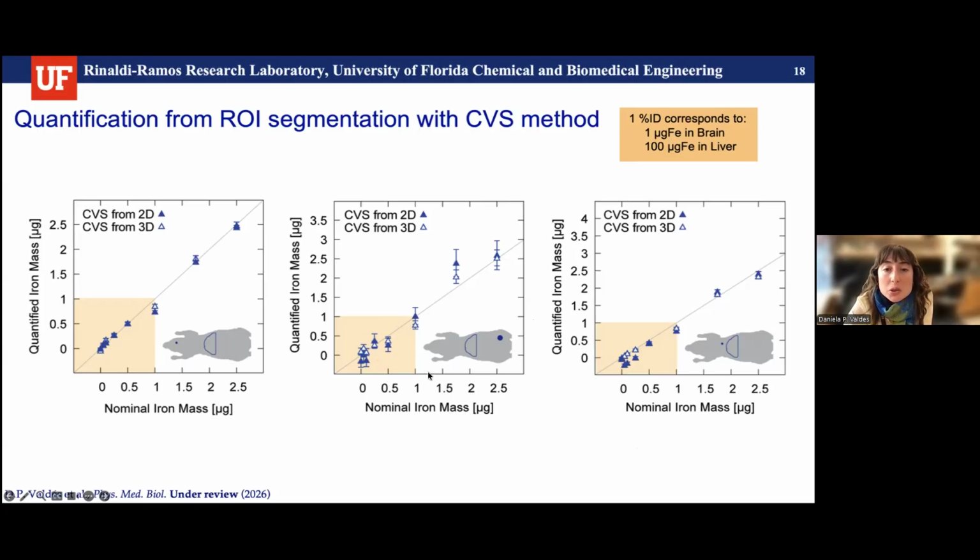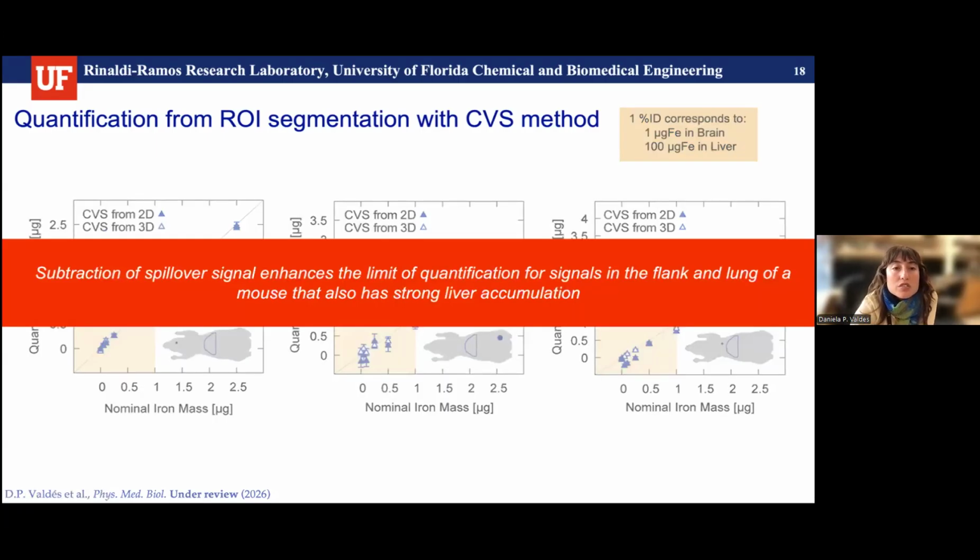For 3D, we're quantifying around 0.25% injected dose for the flank, so for a spread out signal, but we're reaching 0.05% for the lung, for the capillary signals. So the subtraction of the spillover coming from accumulation in off-target sites or the background enhances the limit of quantification. And this is a strategy we can try to translate into in vivo imaging.